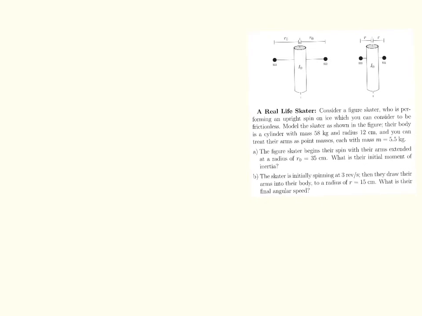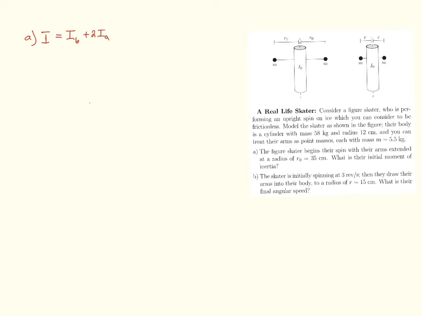So the first part of this problem says, what is their initial moment of inertia? So what is their moment of inertia before they start pulling their arms in? They are currently spinning. So we just need to add the moments of inertia of each object. There are three objects, two arms and one cylinder. So the total moment of inertia will be the moment of inertia of the body plus 2 times the moment of inertia of the arms.